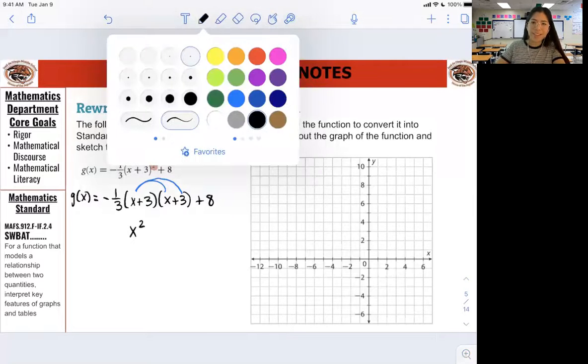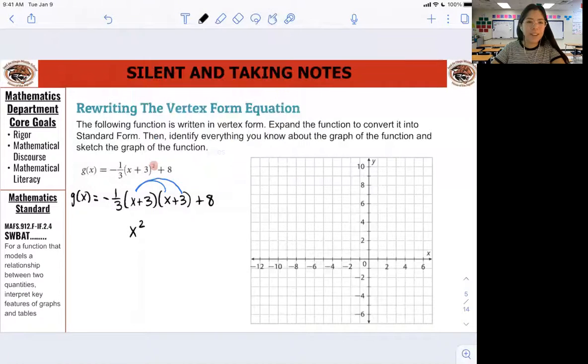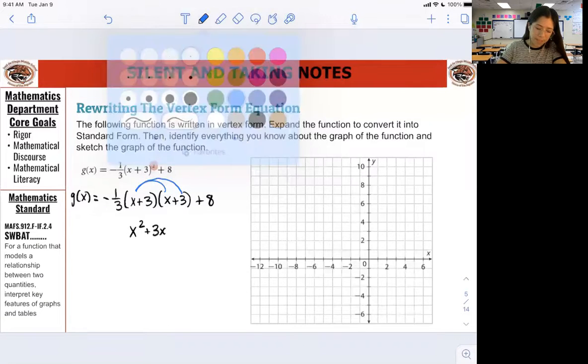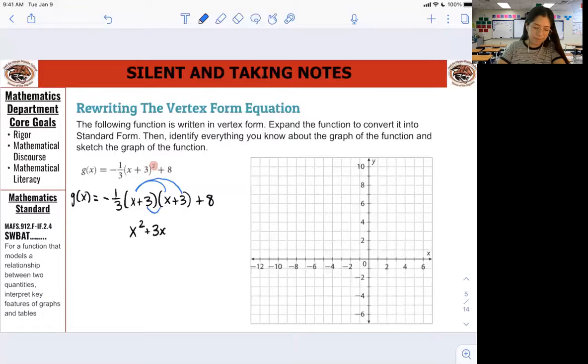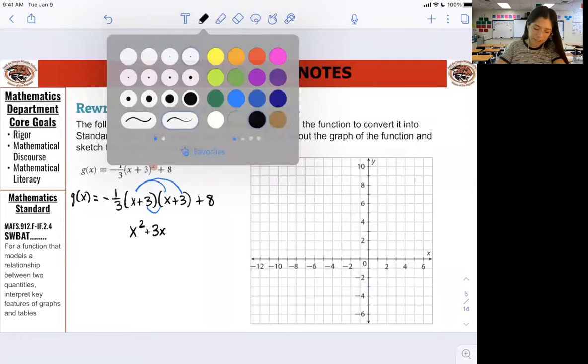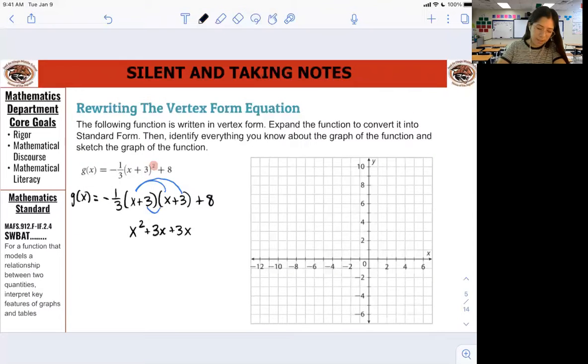Okay. X squared, then 3 times x, I get 3x. 3 times x again, I get another 3x. And finally, 3 times 3, 9. Good. Bring everything down.